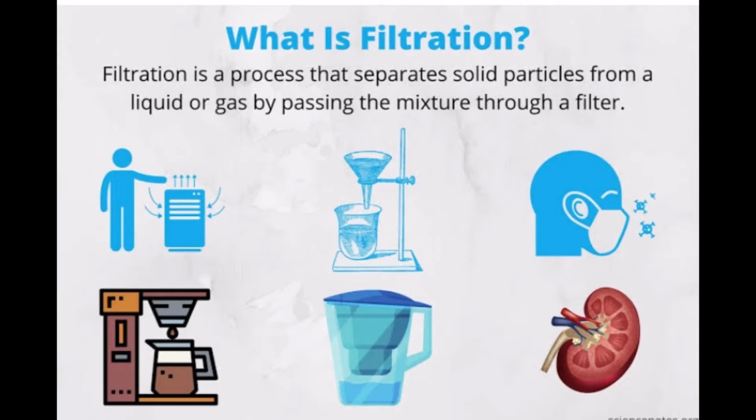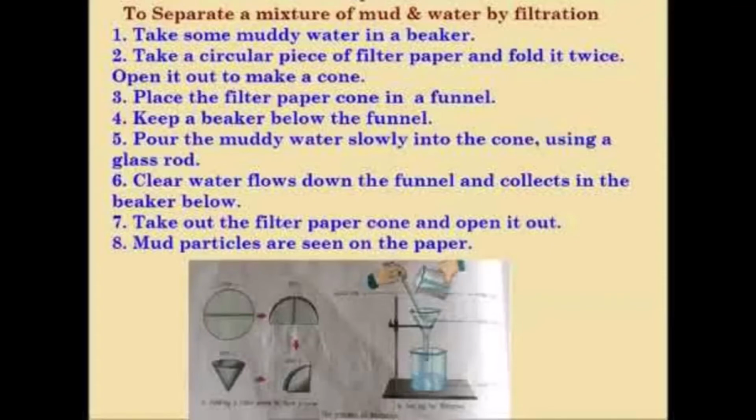Filter is a fine porous material. So, now how do we separate a mixture of mud and water by filtration? Let's check out. First, take some muddy water in a beaker. Take a circular piece of filter paper and fold it twice. Open it out to make a cone. Place the filter paper cone in a funnel. Keep a beaker below the funnel. Pour the muddy water slowly into the cone using a glass rod.